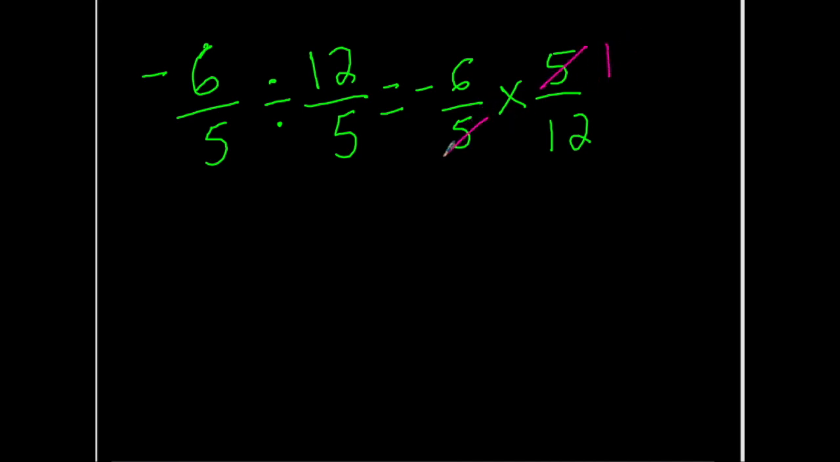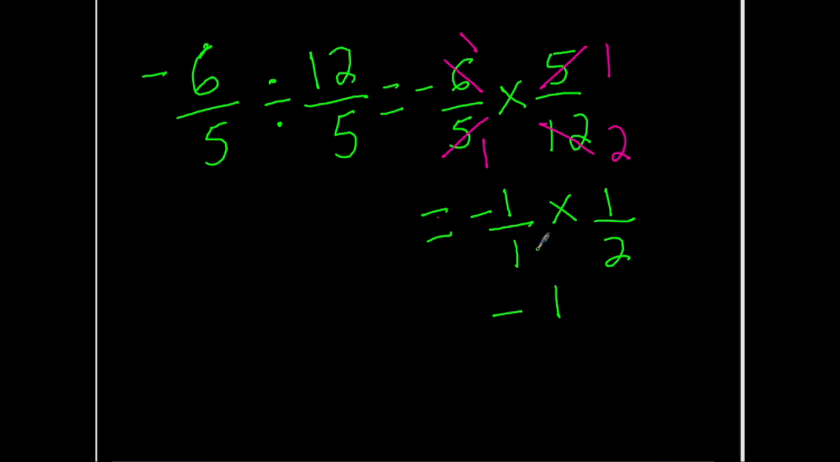We just call that cross simplifying, okay? 6 and 12. 6 is divisible by 6. That's 1. 12 divided by 6 is 2. So this is reduced to negative 1 over 1 times 1 over 2. So negative 1 times 1 is negative 1, because one number is negative, and over 1 times 2 is 2. So your answer for this fraction is negative 1/2.